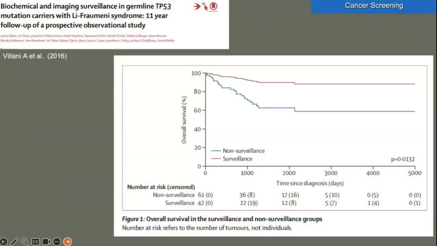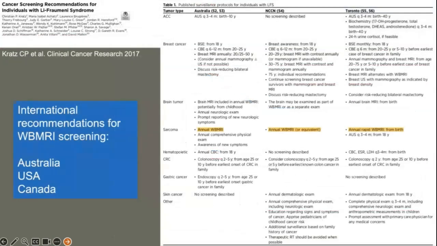If we look at the survival of patients over a 60-month period between individuals who are screened, represented by the red line here, and those that are not screened, represented by the blue line, we can see a clear separation of survival, meaning patients who are screened by whole body MRI perform much better in the long-term outcome compared with those who are not screened. And for that reason, international guidelines now recommend annual whole body MRI for cancer detection in these individuals.